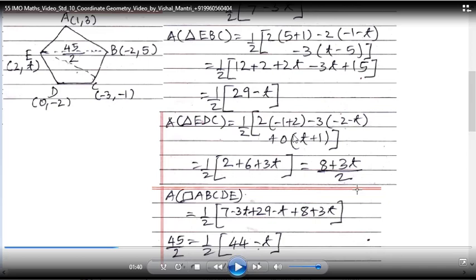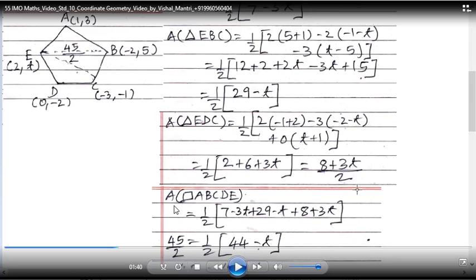Solve this. You try it yourself because it's easy. That's why I'm not wasting our time. So 1 upon 2 into, add this, 8 plus 3t upon 2. So now you got EDC also. Now you got the areas of all these three triangles in terms of t.